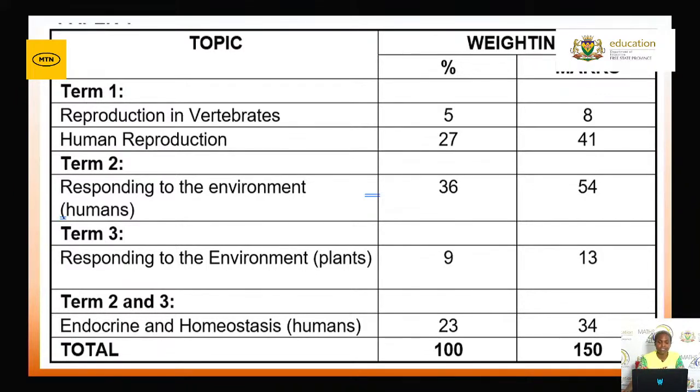You still remember that out of that 150, we have 8 marks allocated for reproduction in vertebrates, and then 41 marks will go to human reproduction, and then 54 out of 150 will be for responding to the environment, which is the human nervous system. Then we have only 13 marks allocated for responding to the environment, which is plant hormones. And then both the endocrine system and homeostasis in humans share 34 marks out of the total, which is 150.